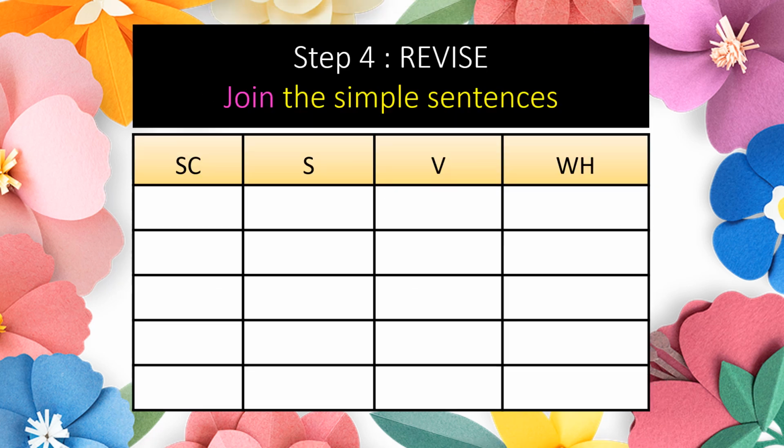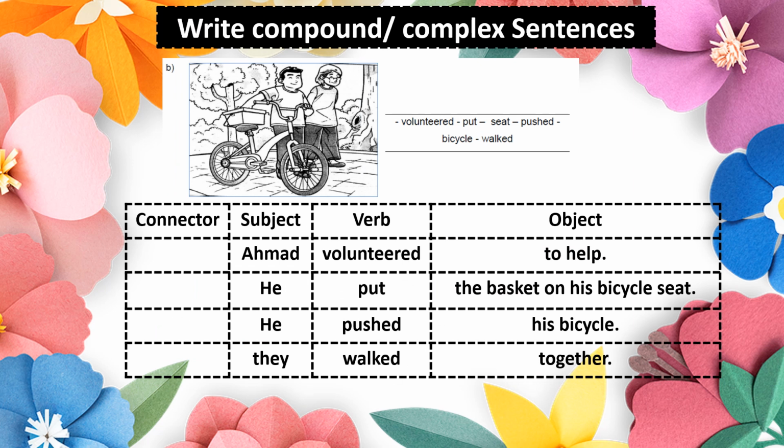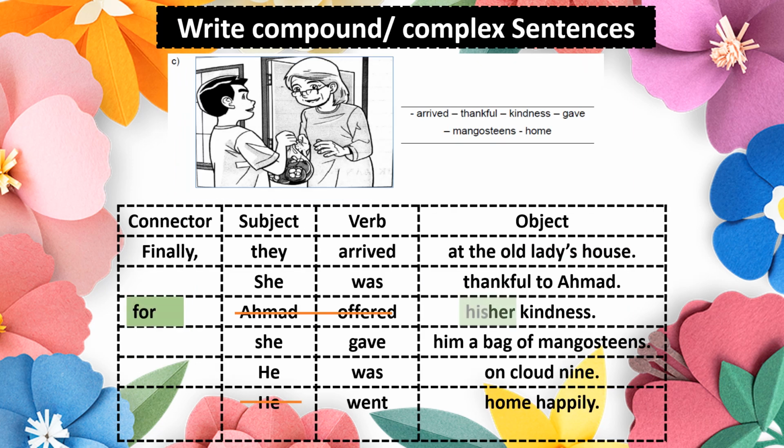Okay, so let's revise the essay just now. We can join the simple sentences in the draft just now to make compound sentences or complex sentences. Okay, for his kindness. Later, she gave him a bag of mangosteens. He was on cloud 9 and went home.